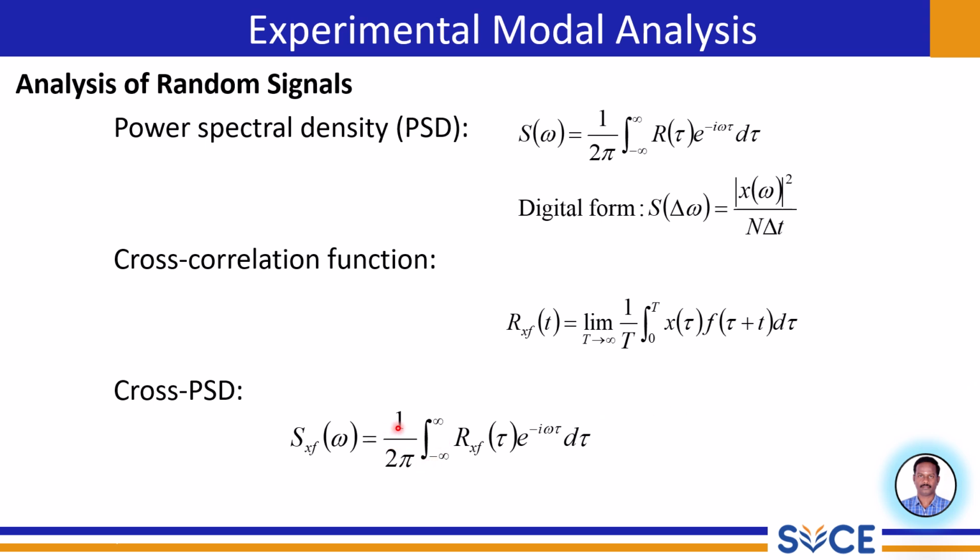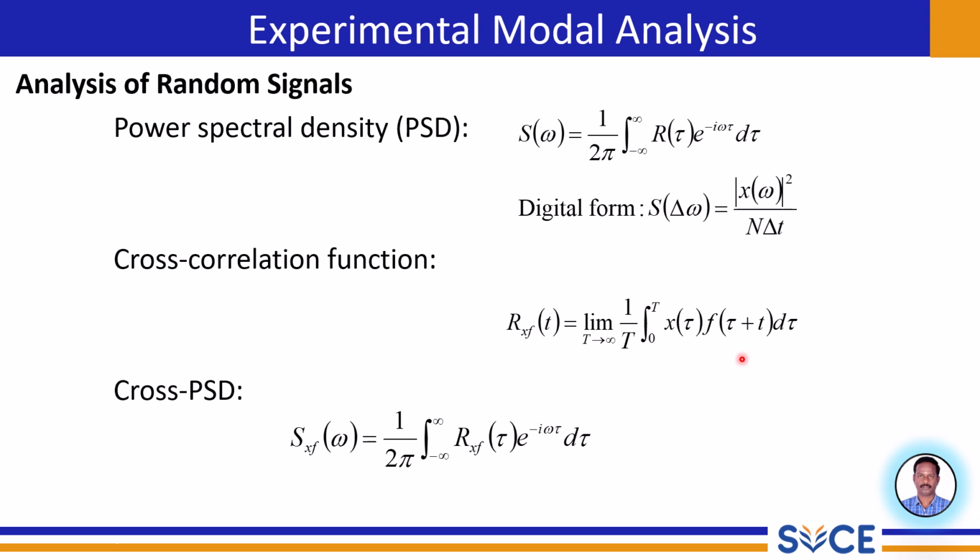In modal analysis, the cross correlation function is particularly useful. We have both input and output responses. By calculating the cross correlation, we can identify time delays between the input and output, which can be important for understanding the system dynamics and identifying the cause and effect relationship.